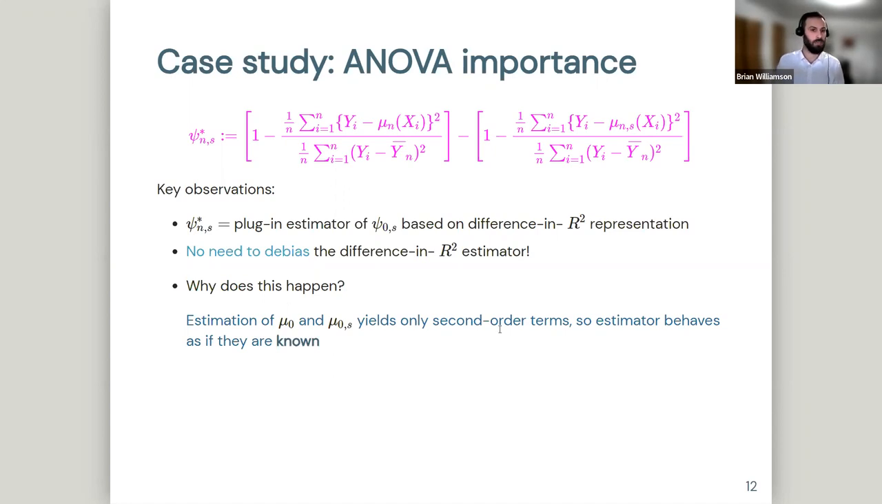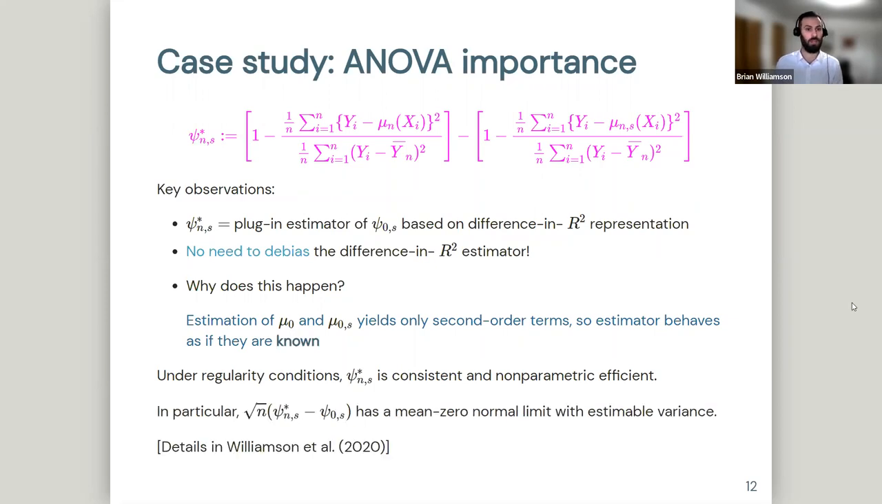So as long as you're estimating the conditional means well enough, so assuming a quarter rate of convergence from your estimator to the true value, our estimator of difference in R squareds actually behaves as if these values are known, which was super surprising to us. And so under some regularity conditions, one of them being this convergence rate of the estimated conditional mean functions to the true ones, our estimator here, based on the difference in R squareds, is both consistent and nonparametric efficient.